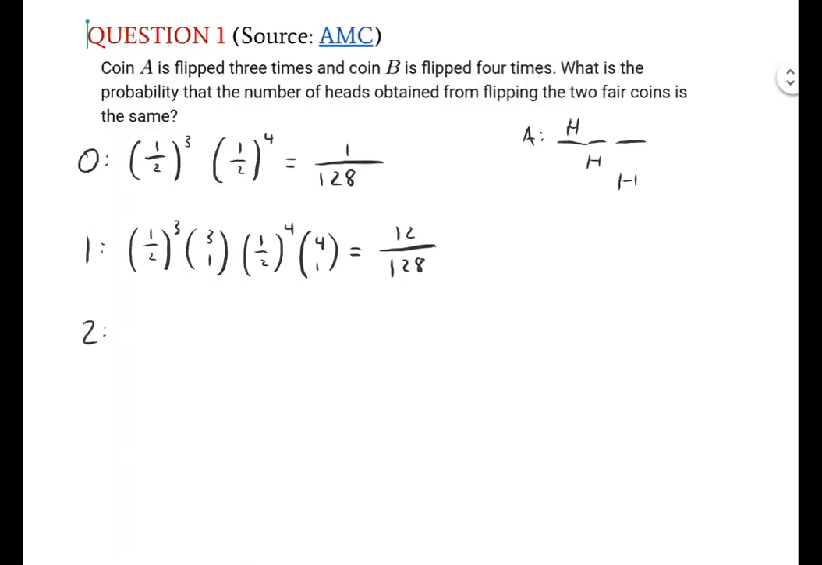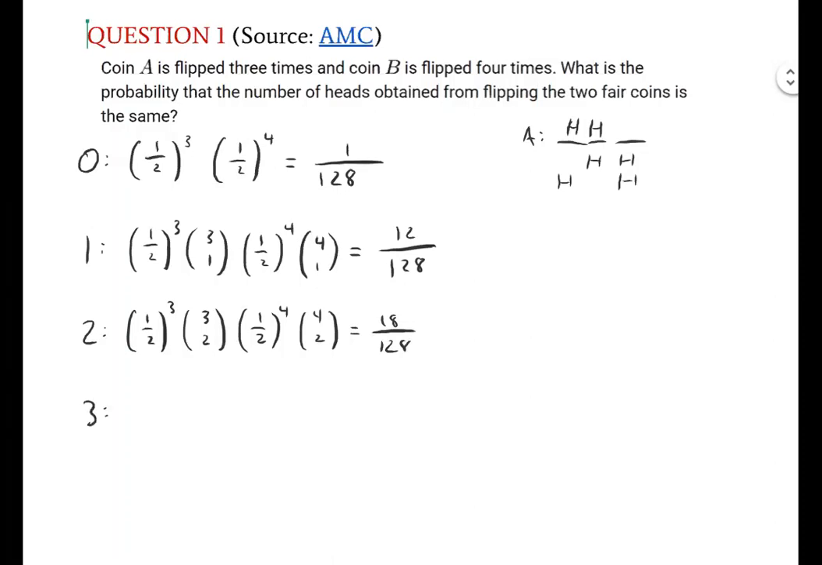If you both flip 2 heads, it's also 1/2 cubed. And then to get 2 heads, you do 3 choose 2. That's how many combinations you can have for 2 heads. So you do the same with B. 1/2 to the power of 4, and then 4 choose 2. So that's 18 over 128.